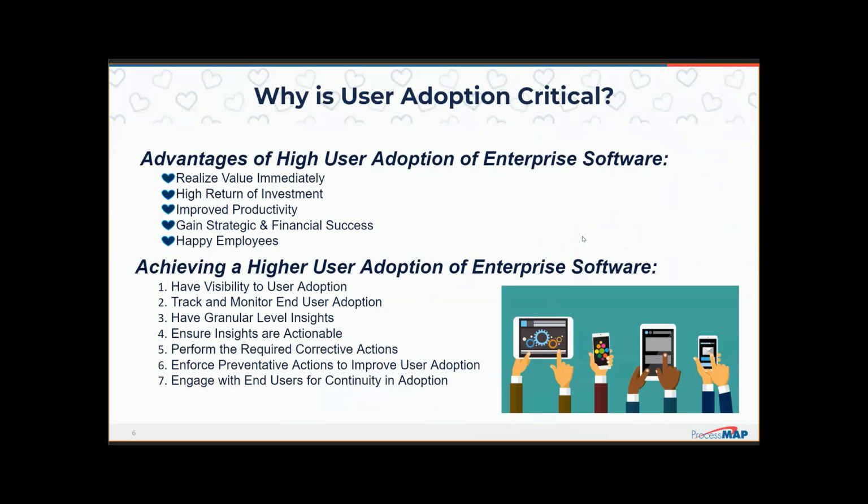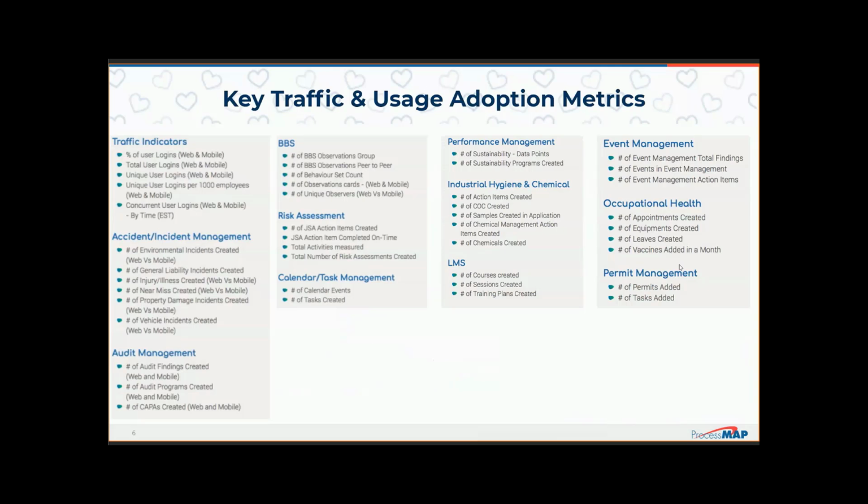How can you achieve this success? Primarily by tracking and monitoring the adoption. And by tracking and monitoring, it gives you the opportunity to perform corrective actions and engage with your users. Now, ProcessMap has a very extensive adoption portal, which I'll show you live in a few minutes. But this slide goes over some of the items that we track. Next slide, please. And for each module that your enterprise subscribes to, we will track different metrics for each of those. I'll show you those live in a minute.